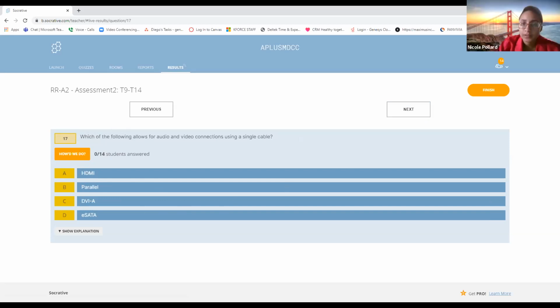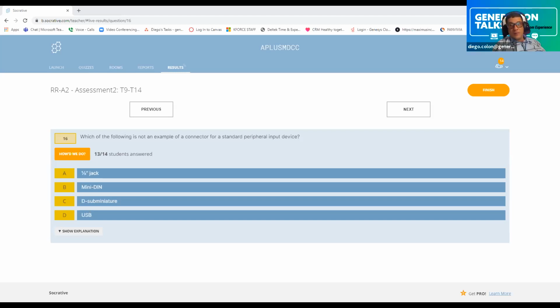Next one. I was confused on that one. Okay. In the previous one? Yeah. Okay. So explain your question, please. Well, because when I think of the 1/8 inch jack, I also think of the microphone input. And a microphone would be peripheral to a computer, right? It's just an example of a connector for a standard peripheral input device. I didn't understand how that one doesn't fit.